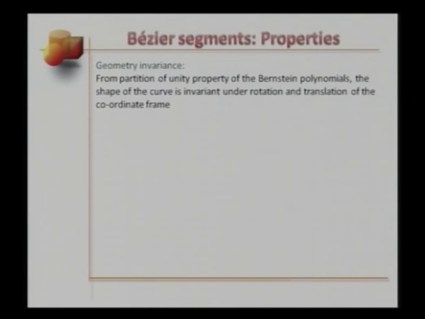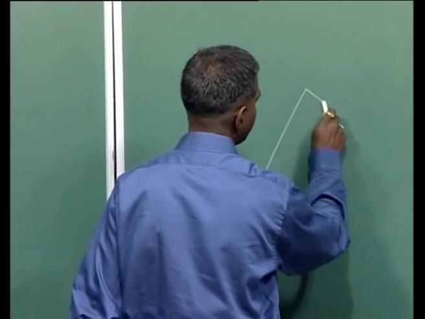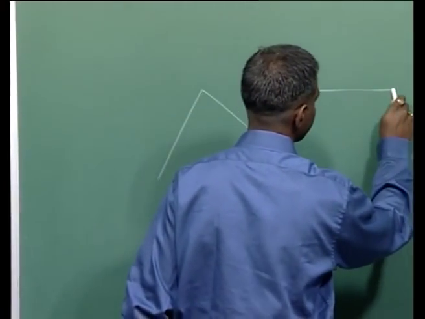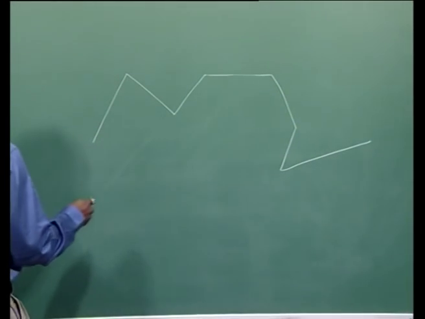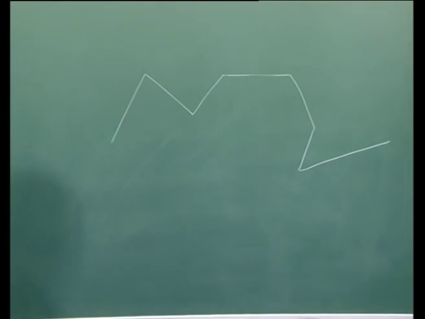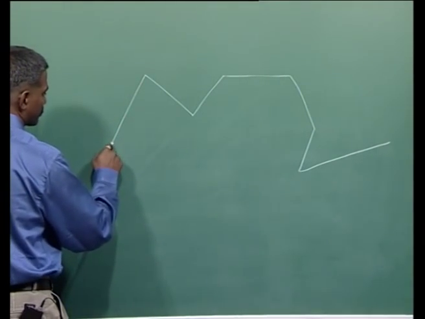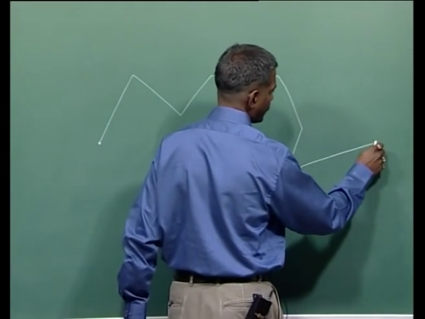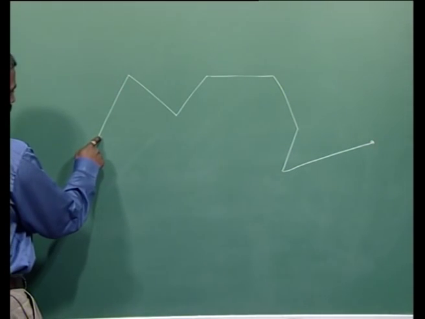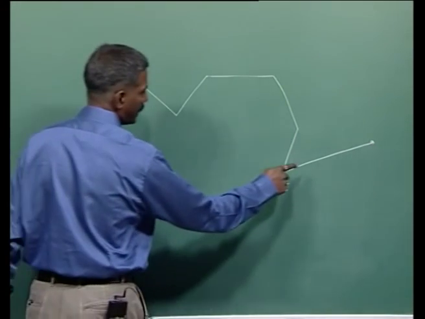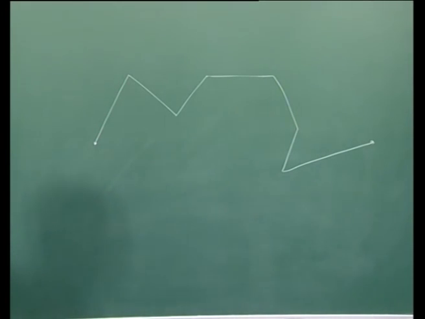Let me explain this concept on the board. Let me draw the control polyline of any generic Bezier curve. And let me also sketch roughly the Bezier curve. You have seen that the segment will start from this point and it will end at this point. We have also seen that the first segment of the control polyline and the last segment of the control polyline will be tangent to the Bezier segment.